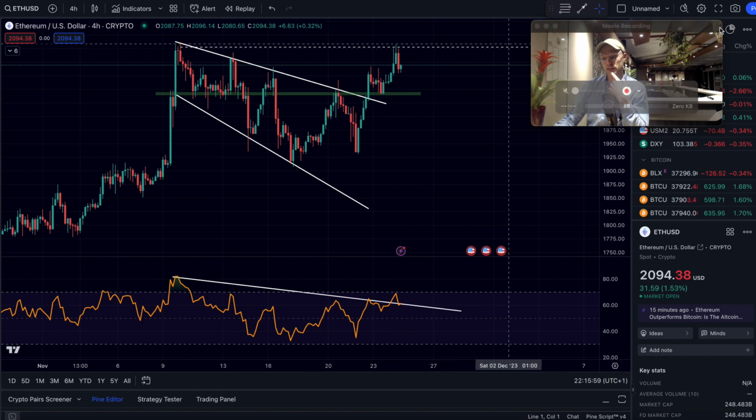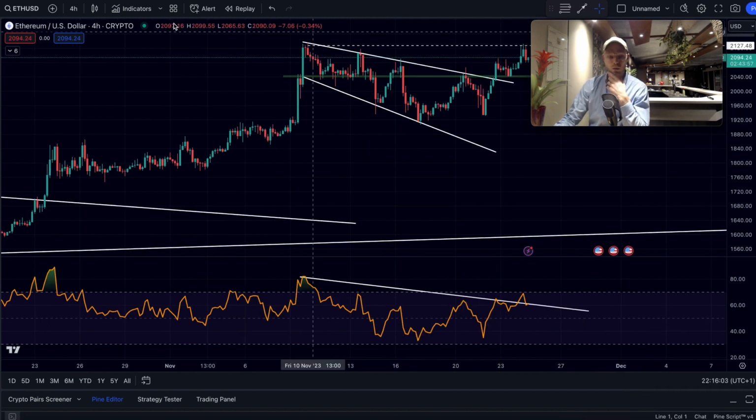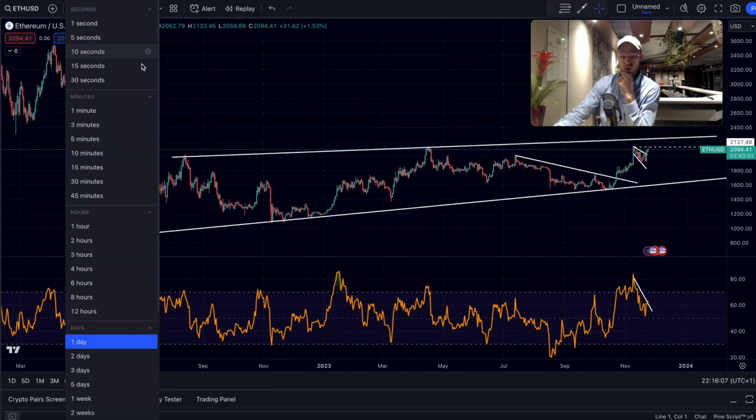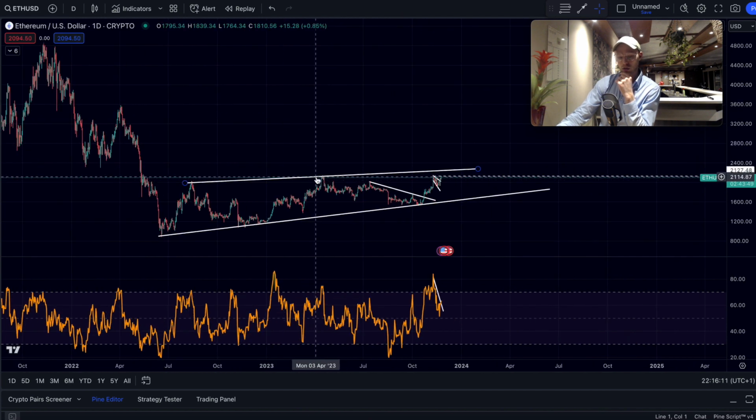So we got rejected right here at the resistance. This resistance level is roughly 2130. I've been pointing out that number, because if you really scroll down, you can see that that is actually where the horizontal or the previous high is.